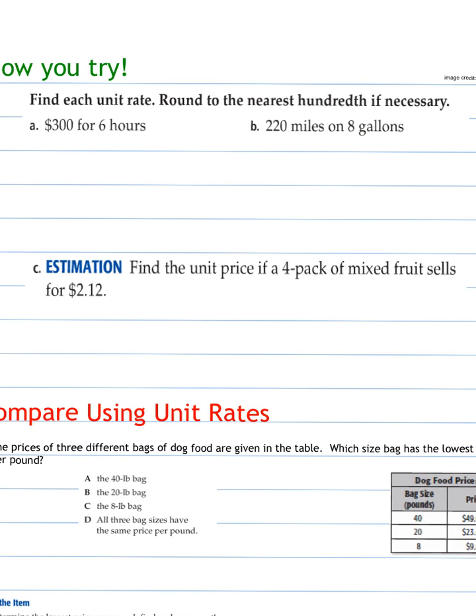Here are some for you to try on your own. Find the unit rate, round to the nearest hundredth if necessary, and then come back and check after. So $300 for 6 hours. First we write it as a ratio, 300 over 6, divide them both by 6. Sorry, I put my labels on there. 300 divided by 6 equals $50 per 1 hour.